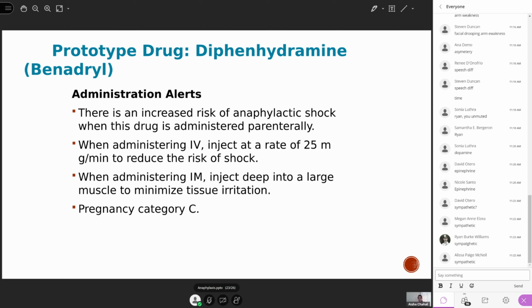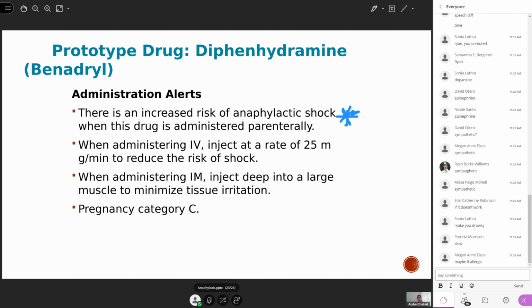Administration and alert. Another important thing to remember is that Benadryl can cause shock. Why can it increase the risk for shock? What are your thoughts about Benadryl? In general, actually, why does it increase the risk for shock? If it doesn't work, uh-huh. What else? What are your other thoughts? Anything?